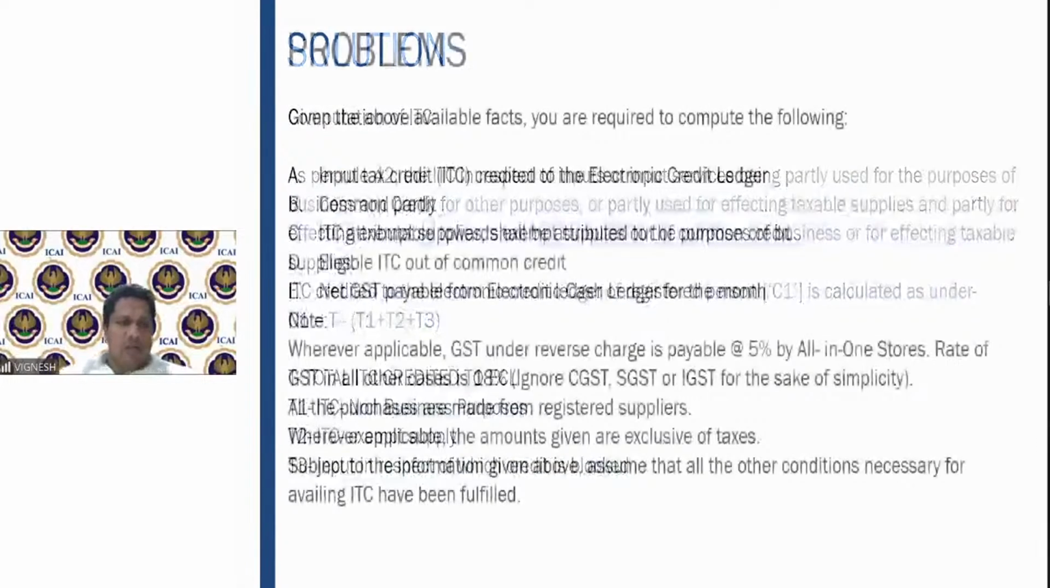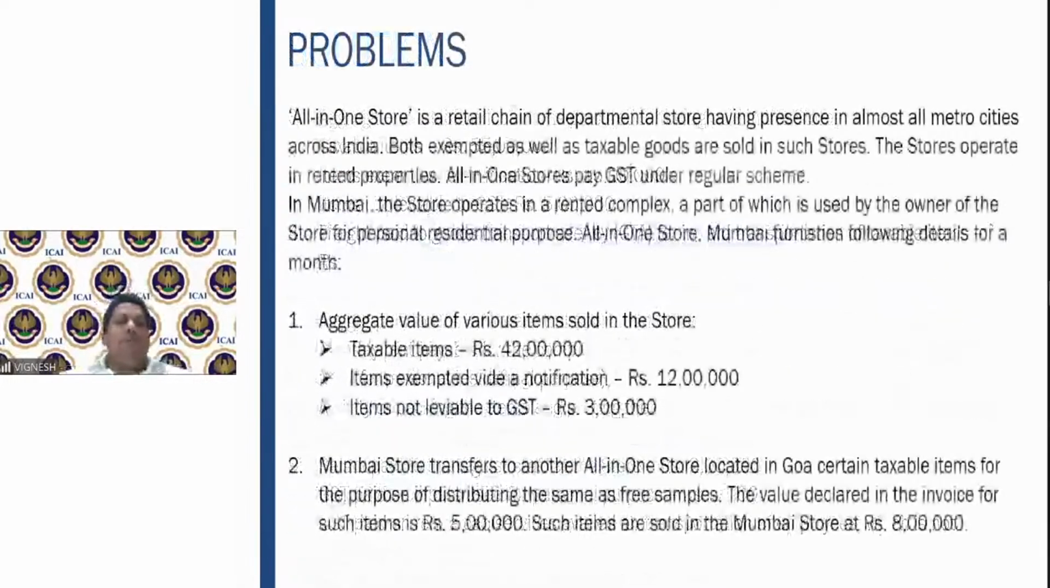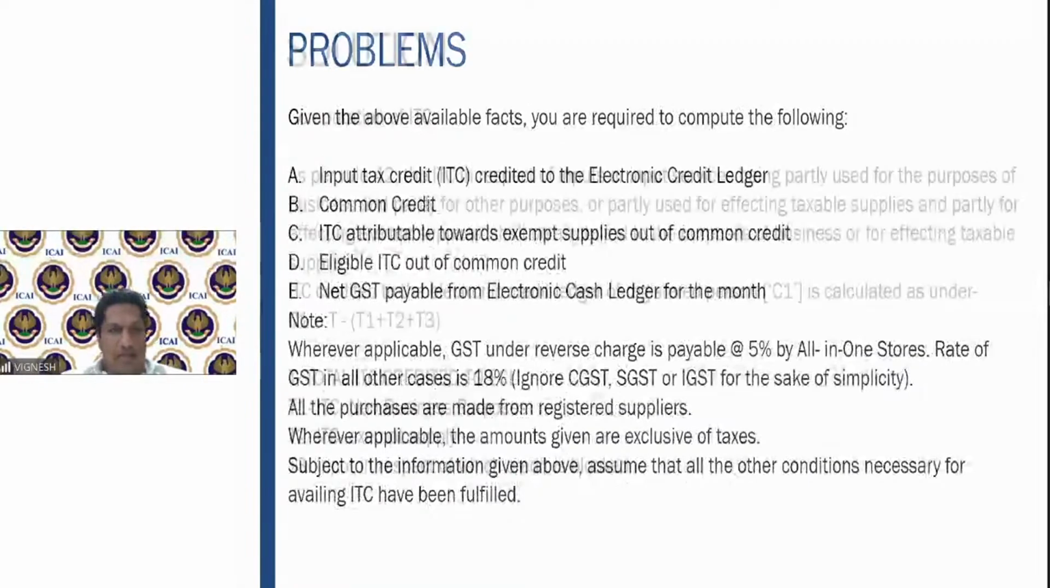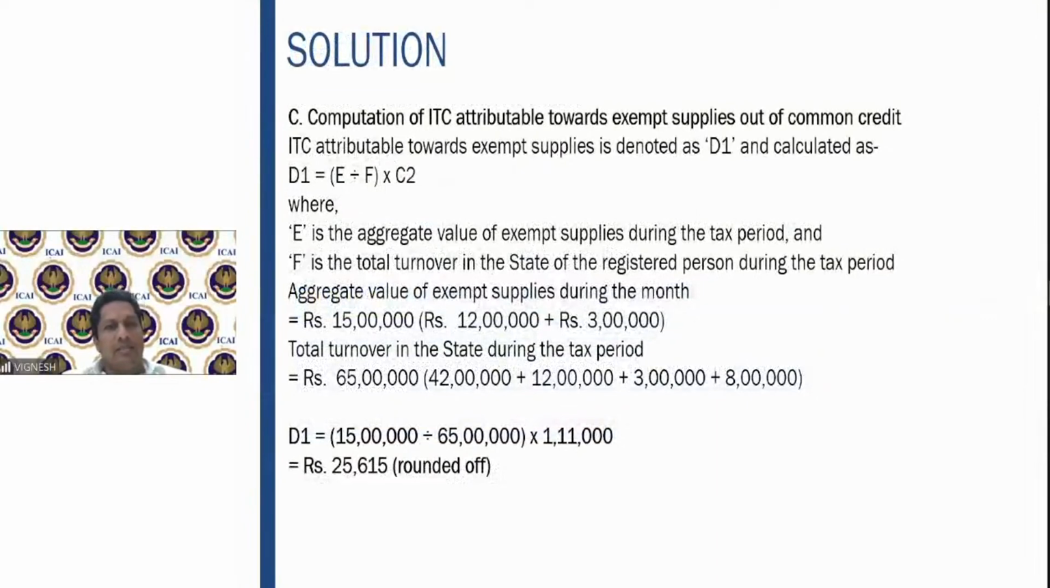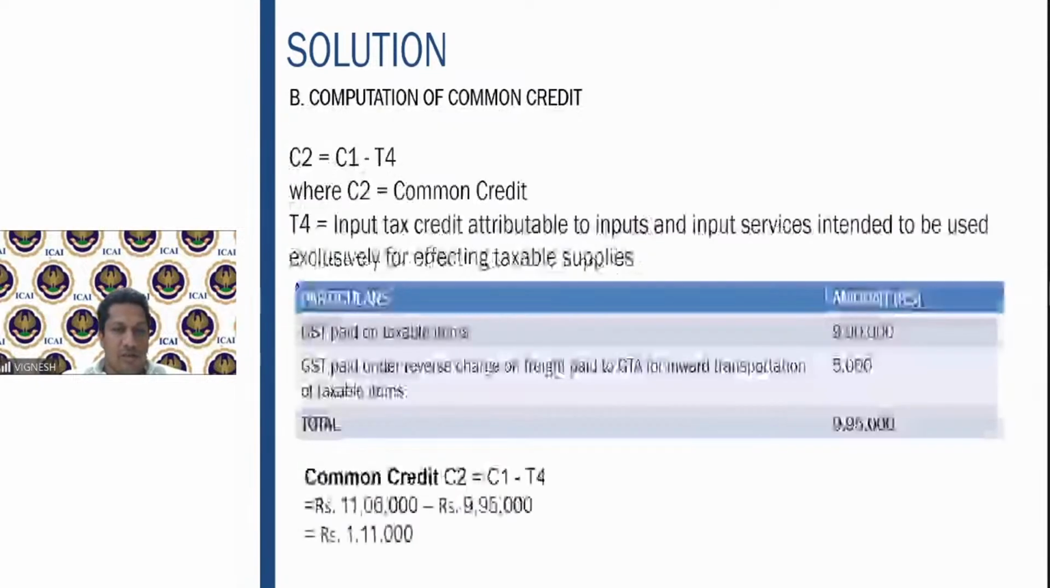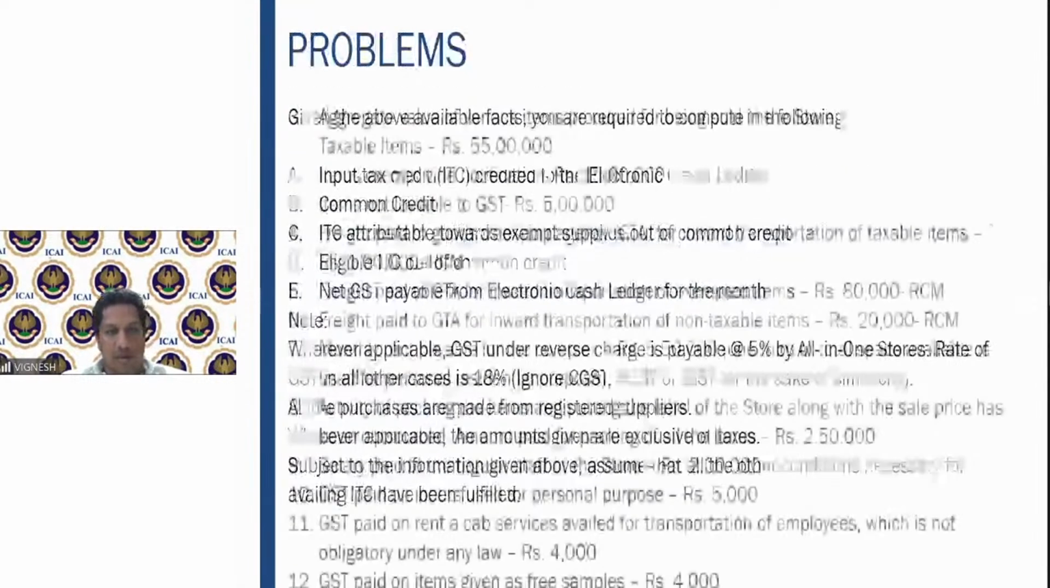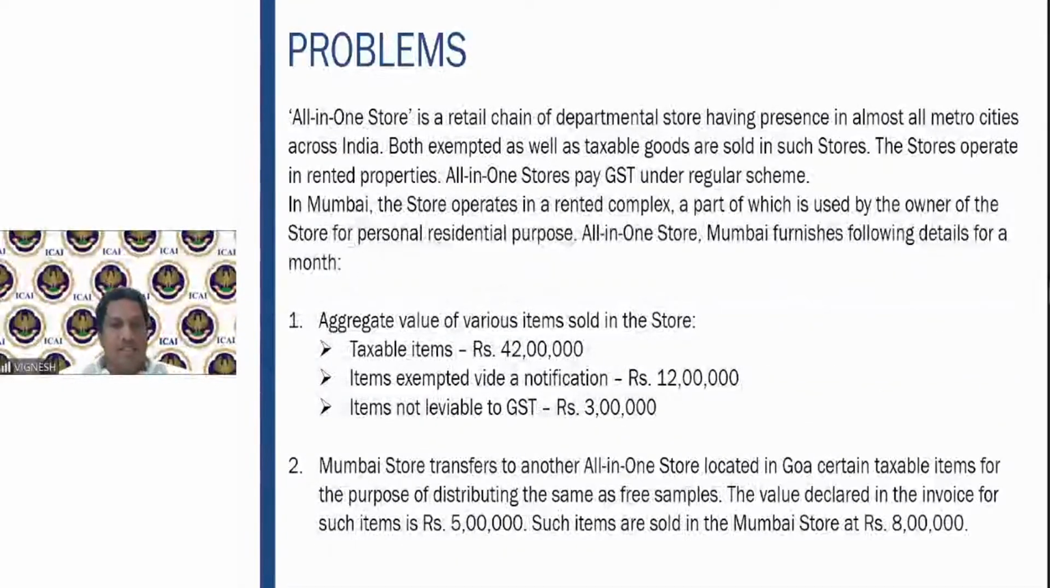Go back to the question. Exempt supplies, if you see, 12 lakhs exempt supply, non-GST supply is also exempt supply, which includes non-taxable supply also. So 15 lakhs is your total exempt supply. So come back here. So here 15 lakhs. What is the total turnover in the state during the period? This calculation is very, very interesting. What is total turnover? Again, go back here. The total turnover, if you see, taxable items 42 lakhs, exempt items 12 lakhs, and not available to GST 3 lakhs. So here 55 lakhs will come.